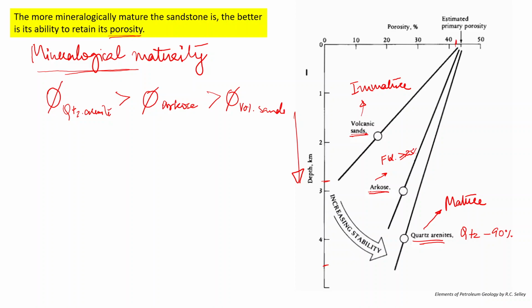Okay, so if a texturally mature sandstone or a quartz arenite is deposited, it will be able to retain much of its porosity. So if the sandstone has a lesser amount of feldspar or these unstable volcanic minerals, then it is a better reservoir.